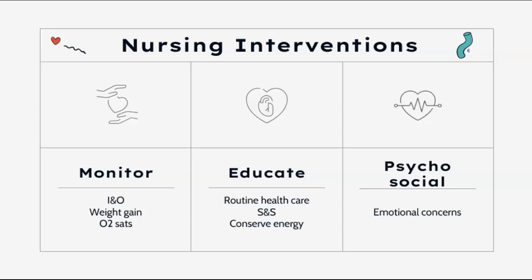Educate the parents and the child on routine health care, medications, activity levels, signs and symptoms, the disease process, and tests and procedures that they might come into contact with. Educate them to conserve energy and help schedule rest periods, and also provide quiet activities in the bed that the child can do, like playing on their iPad, coloring.